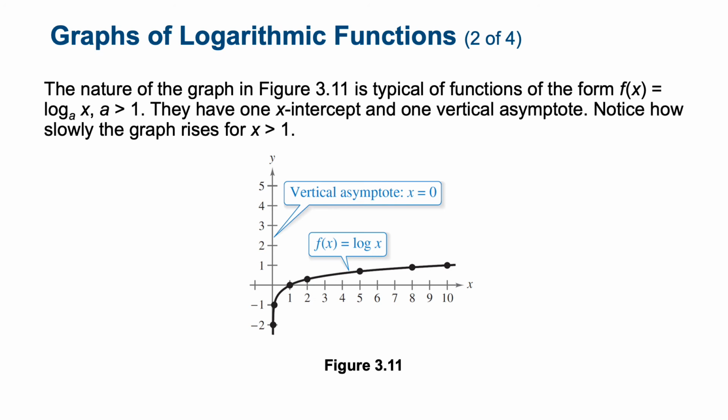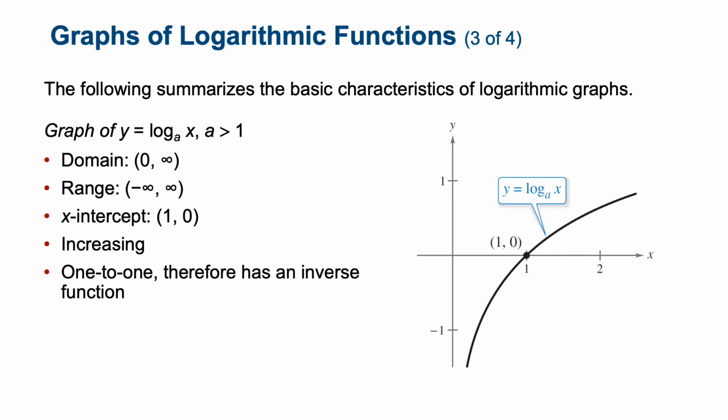Okay, so in general, the logarithmic function looks kind of like this. This is the nature of the graph. This is kind of typical. They have one x-intercept and one vertical asymptote. The asymptote would be the y-axis, or x equals 0. And notice how slowly the graph rises. So this is the basic graph. Here are some basic characteristics in summary to sum up everything that we've talked about.